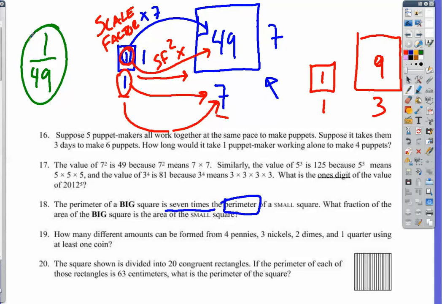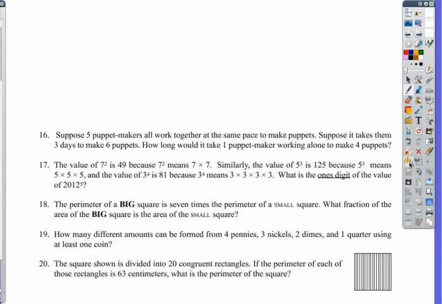All right, number 19. How many different amounts can be formed with 4 pennies, 3 nickels, 2 dimes, and 1 quarter using at least 1 coin? This is a tricky problem. It's actually really, really simple. But it doesn't look simple.